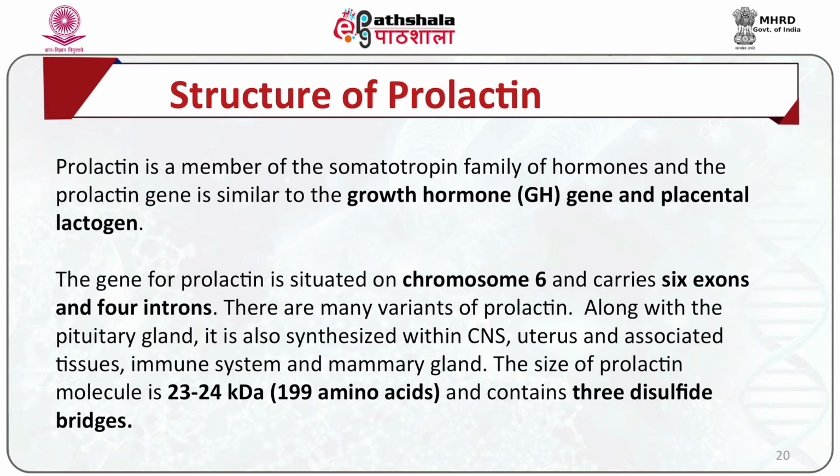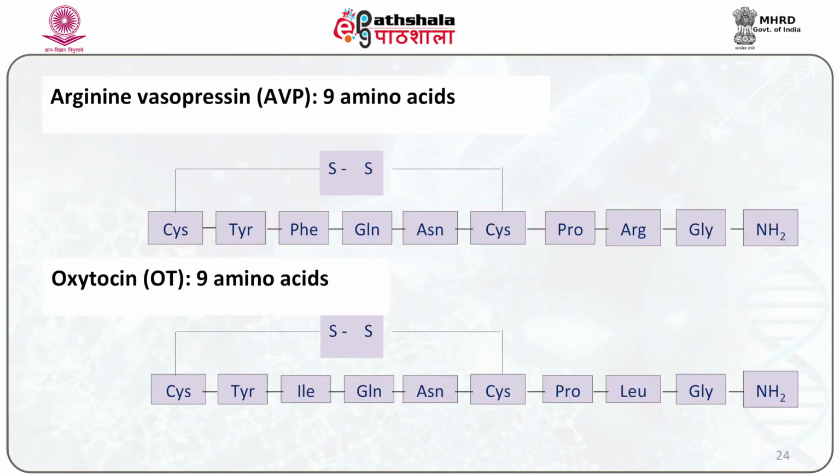Along with the pituitary gland, it is also synthesized within the central nervous system, uterus and associated tissues, immune system and mammary gland. There are many types of receptors for prolactin which are similar to growth hormone receptors and are distributed in many organs of the body. This was all about the hormones which are secreted from the anterior pituitary. Let us now start with the hormones which are secreted by the posterior pituitary.